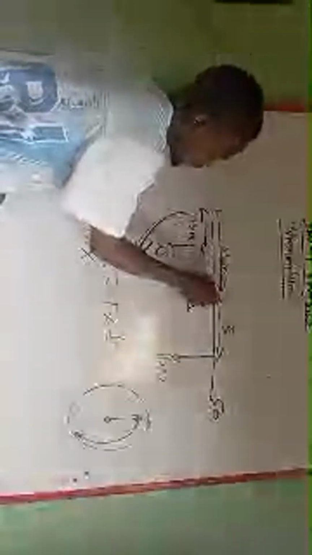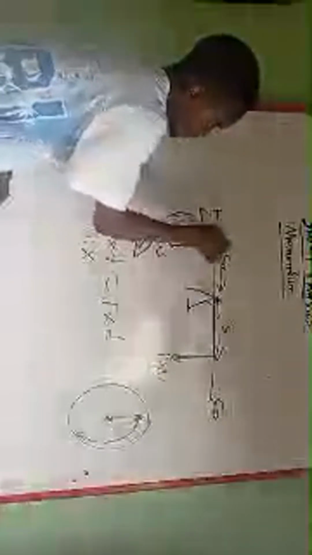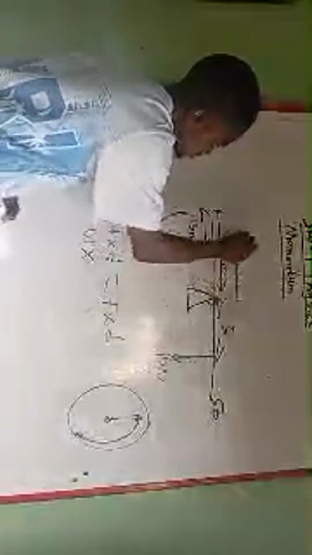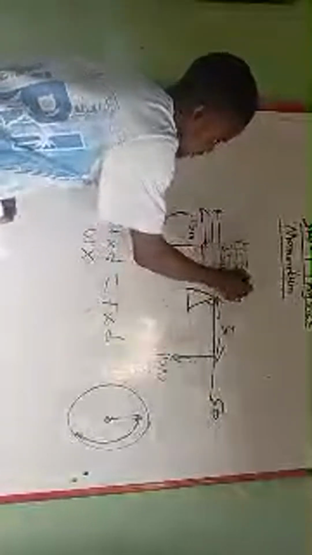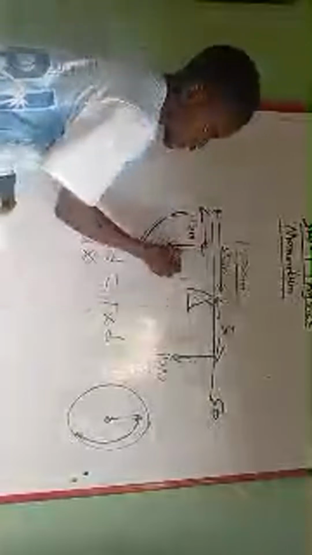So we need to get this: from here to here is 35, and this part alone has been found to be 15. So 35 minus 15 is going to result in 20. So it means that this part to this part is going to be 20 meters. Hence, the perpendicular distance here is 20 meters. If you have any question, let me know in the comment section.